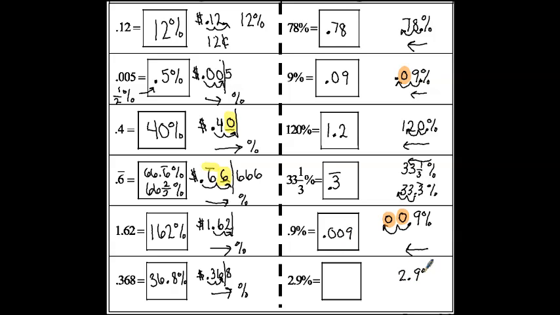Now we have 2.9%, so that's about 3%. It should be about 3 cents. So you're going to move it 2 places from where the decimal is starting, and we are going to put one placeholder of 0. So we have 0.02, which kind of looks like 2 cents. And if I round it up, it would be about 3 cents.